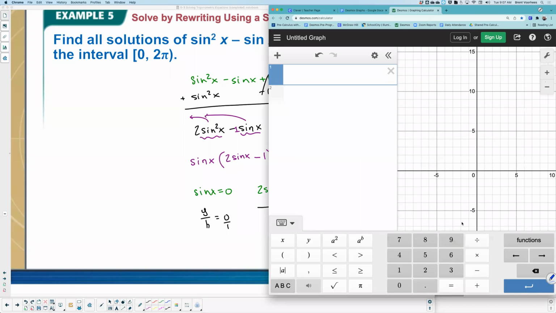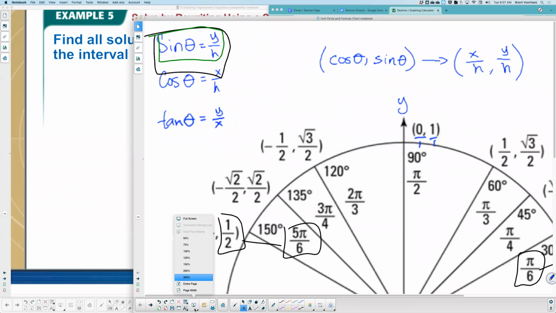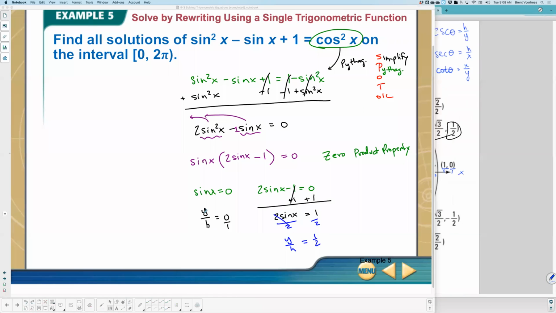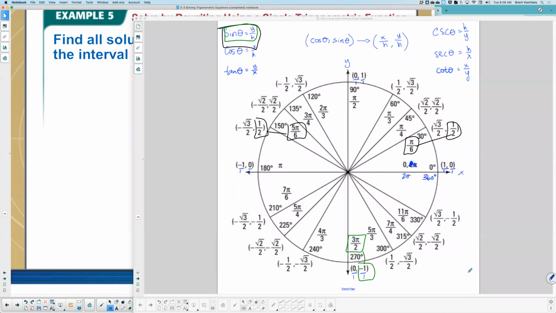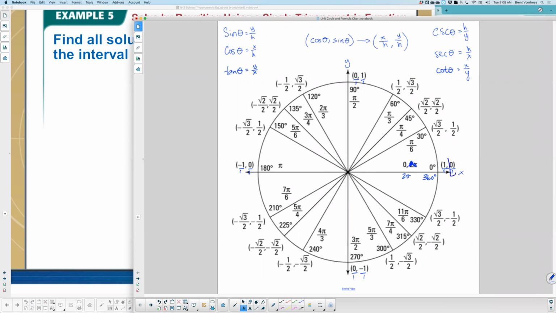All right, so now let's look at where these values are found. We're looking for y over h to be 0 over 1. So I'm looking in the y column and I see 1 here.